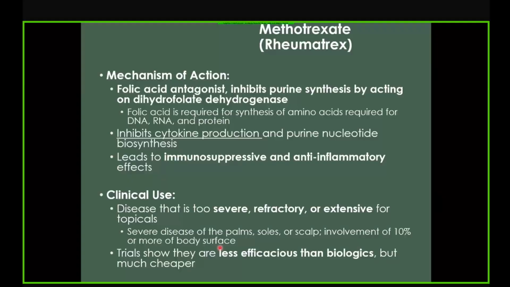Methotrexate, I'm going to finish this portion and then we're good. Methotrexate, folic acid antagonist that's going to inhibit the purine synthesis because it's going to act on that dihydrofolate reductase. And so what we essentially need this for is for us to replicate DNA, RNA, our protein synthesis.